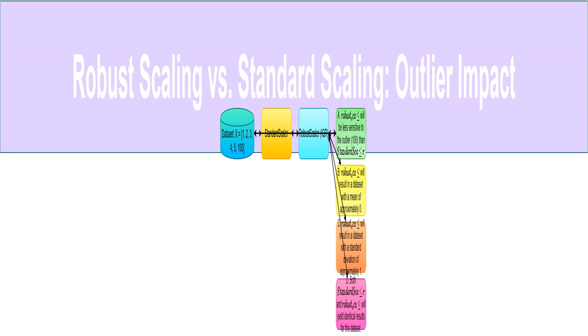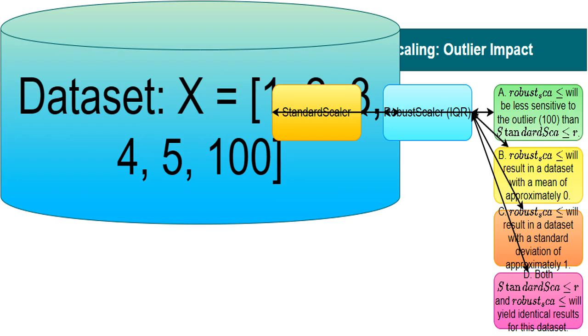The focus is on understanding their behavior, particularly when dealing with extreme values. It's all about how these methods differently manage data that has unusually high or low values. Here's the data we will be working with. The dataset has only one feature, x, containing 6 values: 1, 2, 3, 4, 5, and 100.